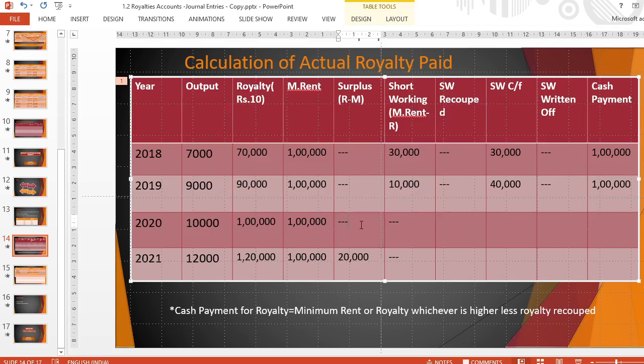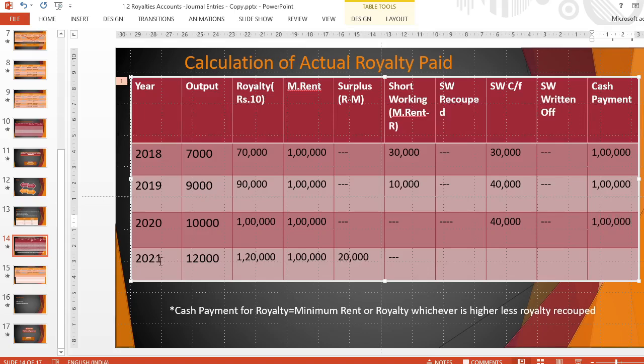If there is no surplus, we cannot adjust the balance, so we cannot recoup the short working. Again entire short working of 40,000 rupees carried forward to next year. So entire amount carried forward, so there is no amount to write off. Again cash payment, minimum rent or royalty whichever is higher, here both are same, 1 lakh rupees minus short working recouped 0, 1 lakh minus 0, so amount payable to lessor is 1 lakh.